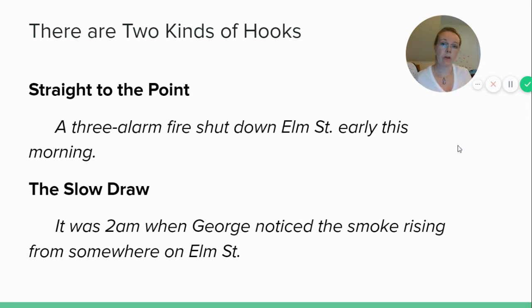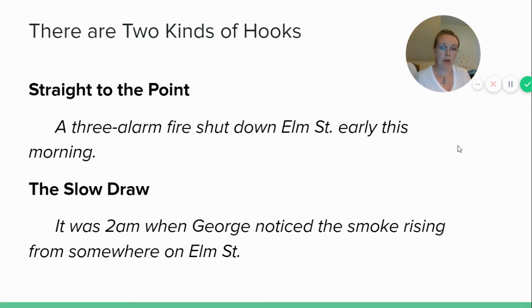So, if you read the hard news, if you watched the hard news video, then we did an exercise on how you would write a hard news piece about a fire. So I drew from that example. So a hook for that would be: a 3-alarm fire shut down Elm Street early this morning.